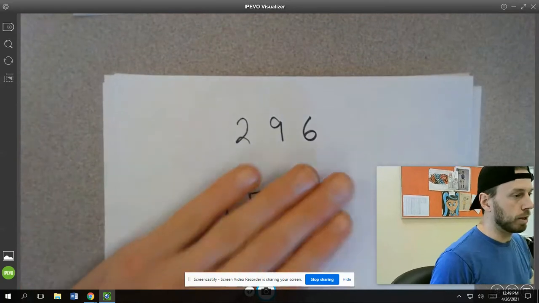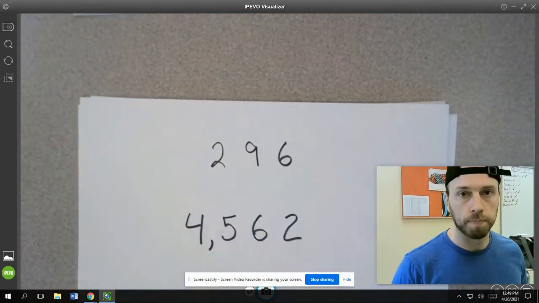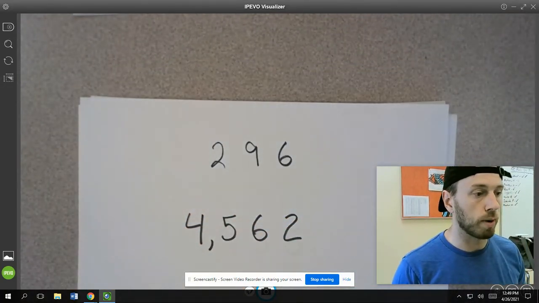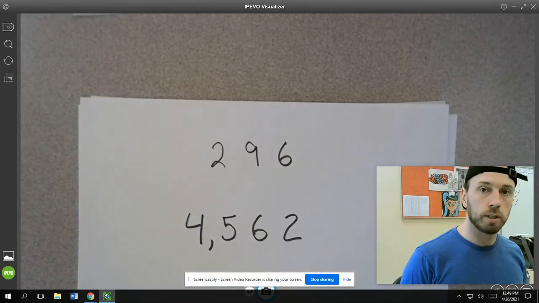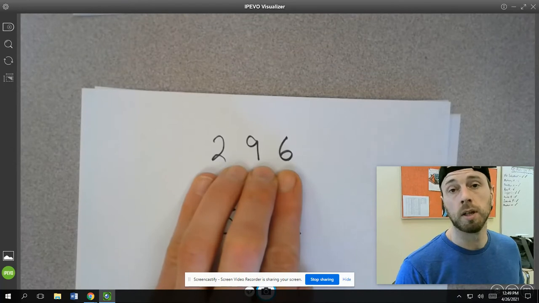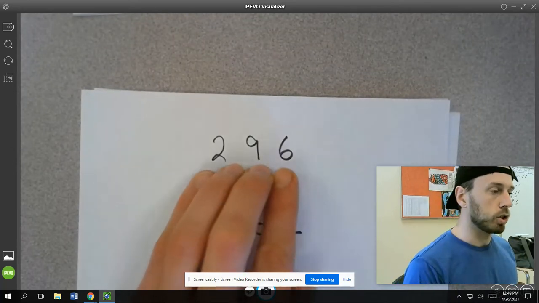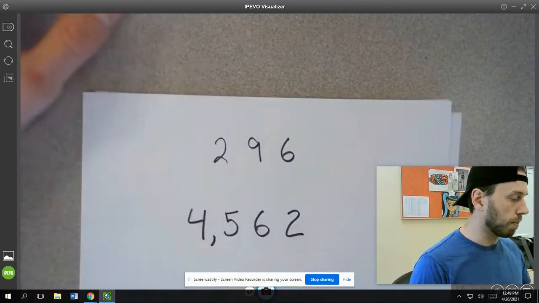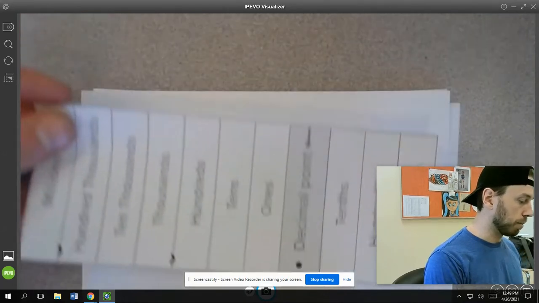If I give you the number 296 and I tell you to round it, that's kind of a loaded question because you can round it several different ways. Rounding means to change this number to something that it's close to. Now you can change it based on whatever place you're talking about.